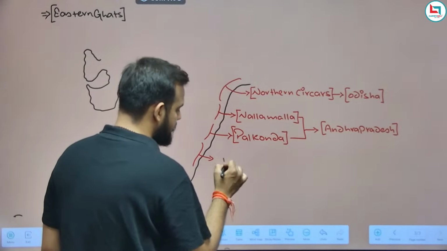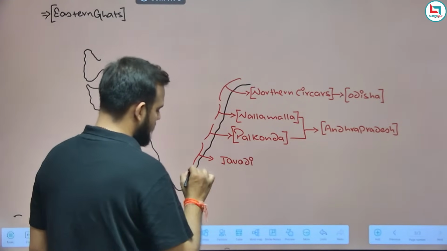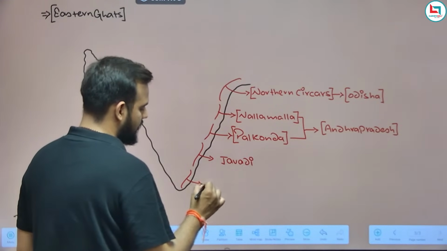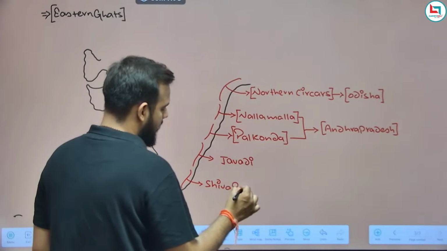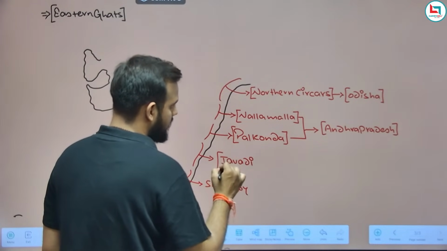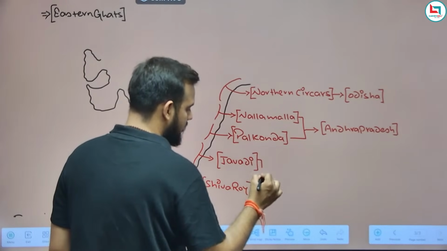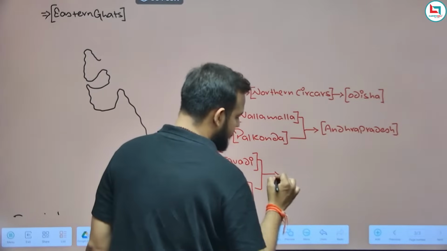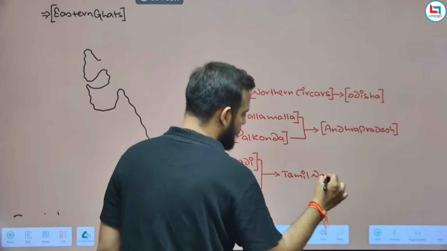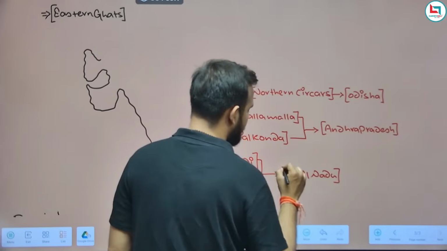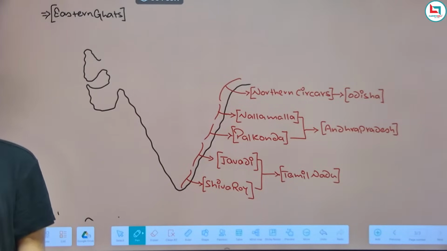Okay, this is Javadi, and next one is the Shevaroy. We have the presence of these mountains, and they both are present in the state of Tamil Nadu.